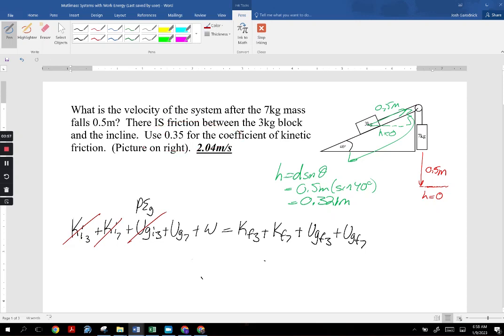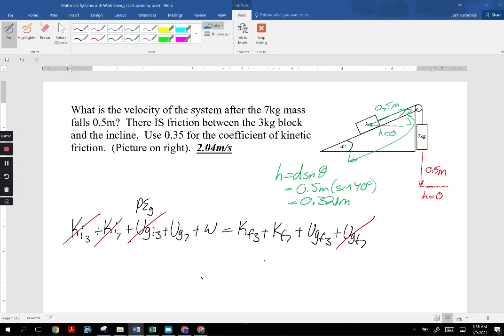Is the system moving in the end? Yes. Is the 3 above height zero in the end? Yes. Is the 7 above height zero in the end? No, because it's going to be at height zero here. All right, now it's just time to do what we do best, and that's called math.